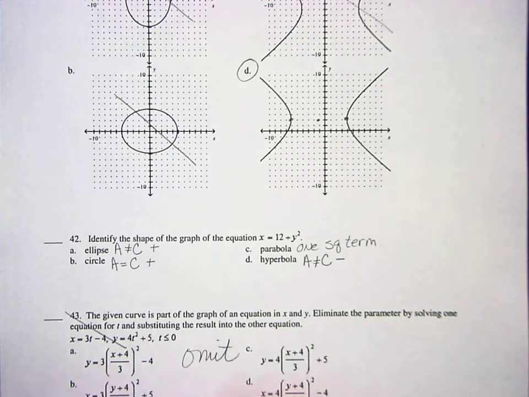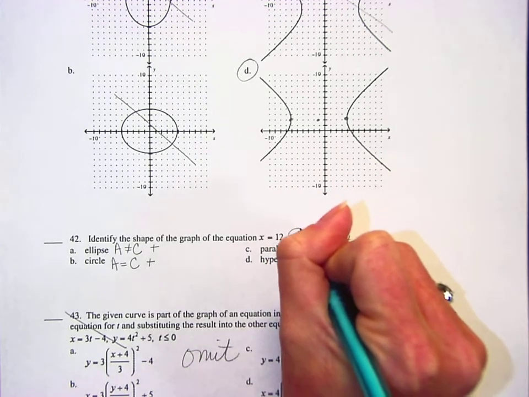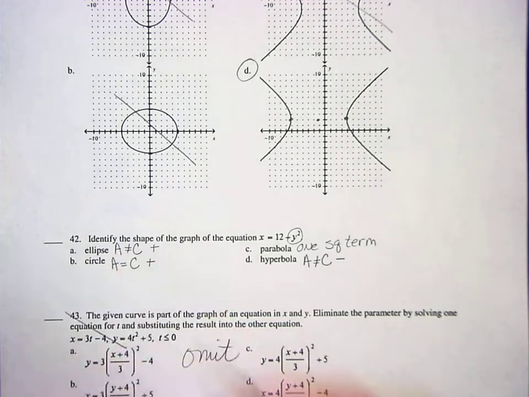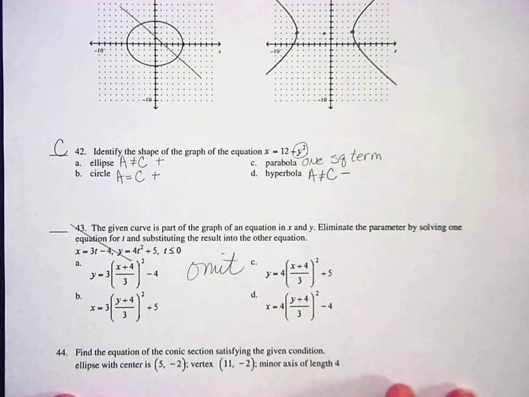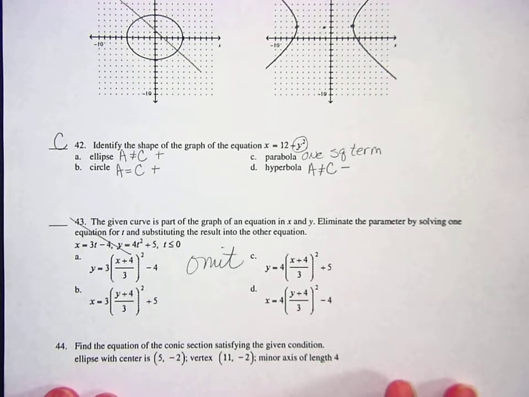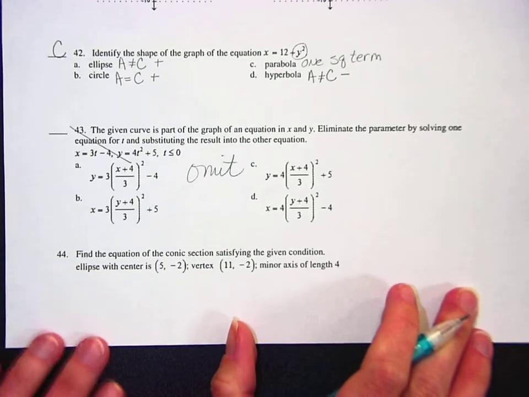So looking at that equation right there, I just have the 1 squared term here with y squared, so I know that this is going to be a parabola. So C is going to be my answer. We can omit number 43. We did that's parameters, and we did eliminating parameters first semester, so you can omit number 43.